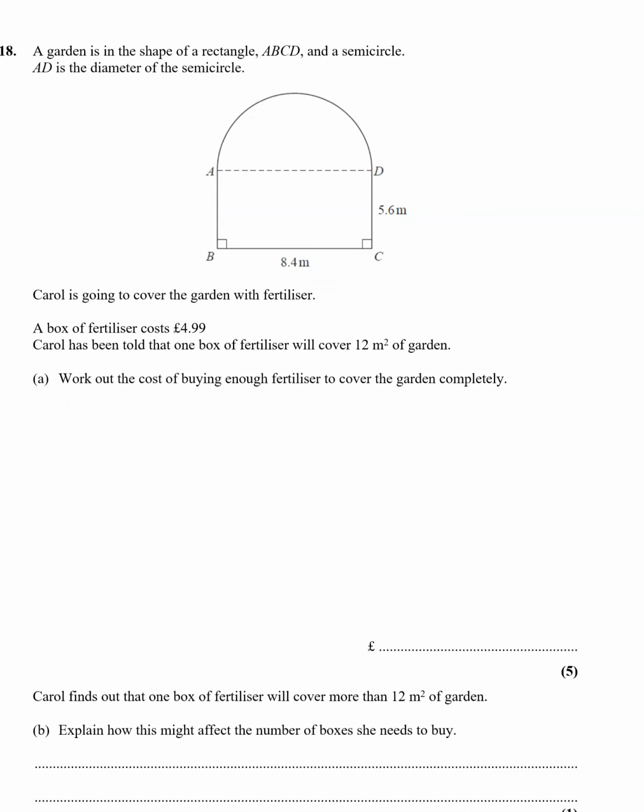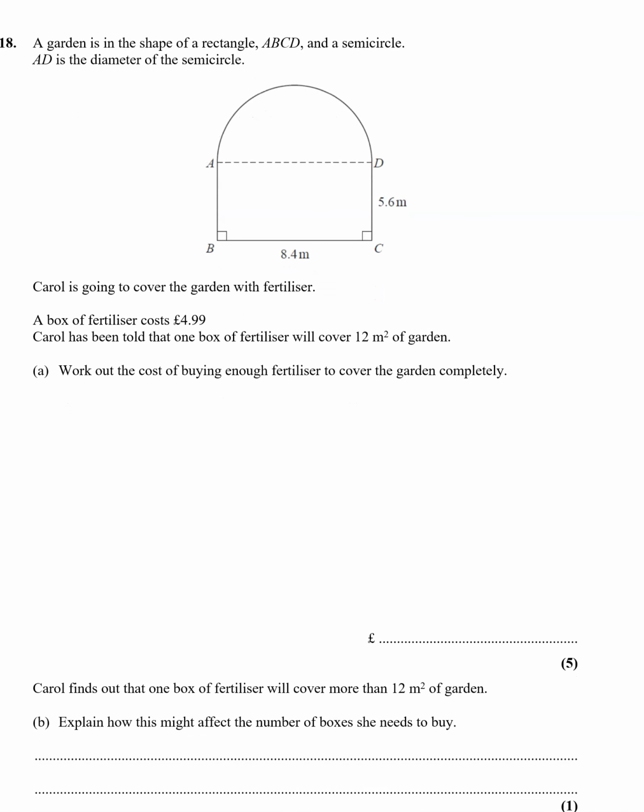Okay, question 18. Looks like there's lots going on here. A garden is in the shape of a rectangle, A, B, C, D, and a semicircle, AD. Carol is going to cover the garden with fertiliser. Right, a box costs £4.99. Carol has been told that one box of fertiliser will cover 12 metres squared of garden. Work out the cost of buying enough fertiliser.